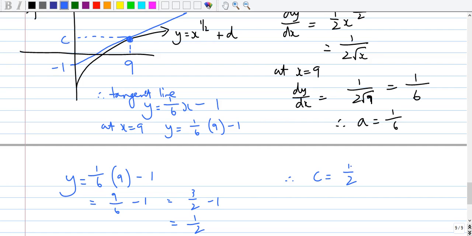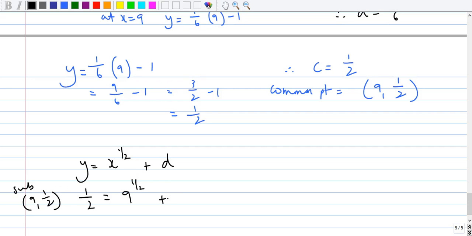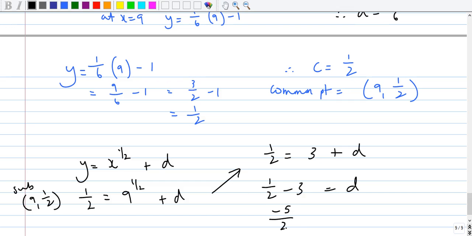So I know the coordinates of the shared point. This common point is 9 and a half, and the black line also passes through it. So if I sub x equals 9, I should get y equals a half, and then I can solve for d. My original function is this. If I sub in a half here and this, then I get a half equals 3 plus d, so a half minus 3, and try not to make mistakes with these, is negative 5 over 2.